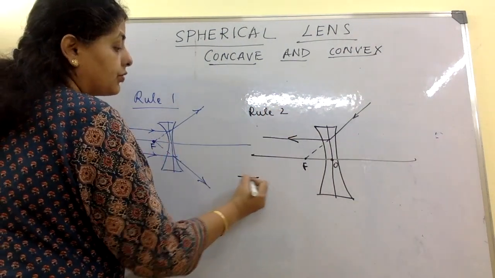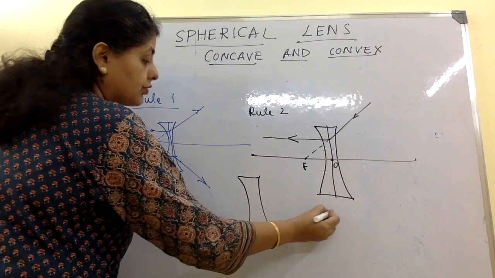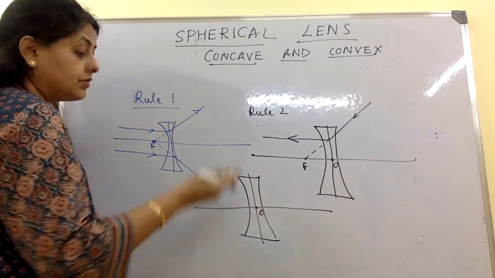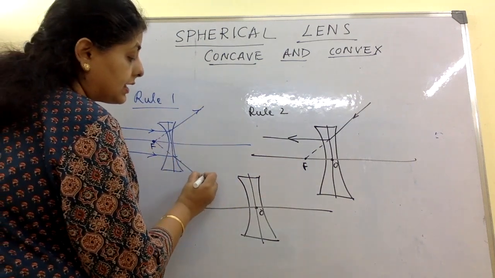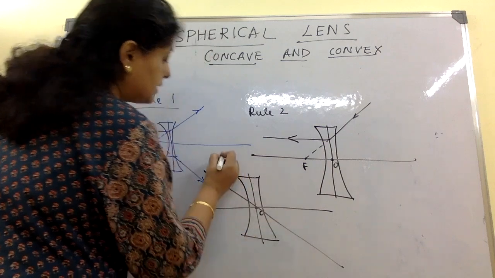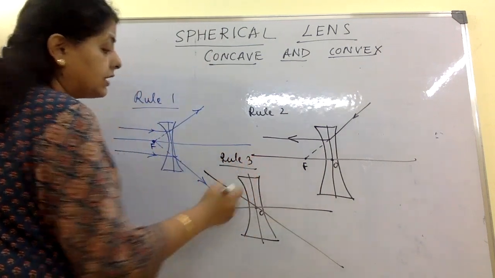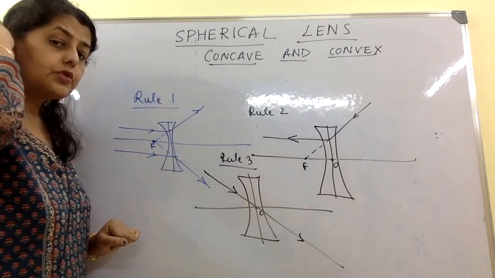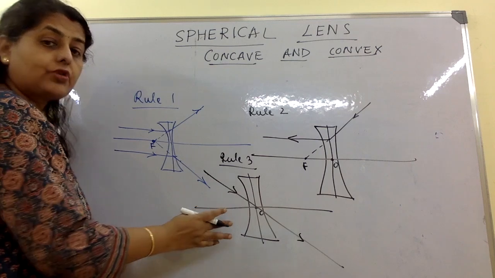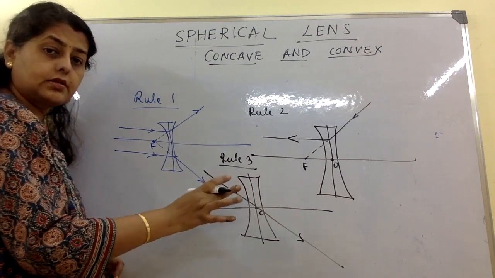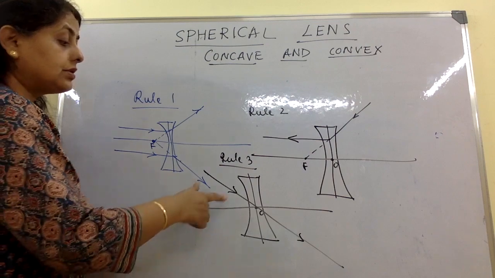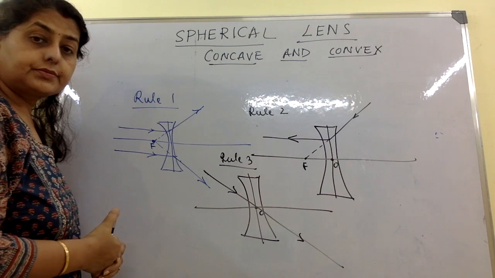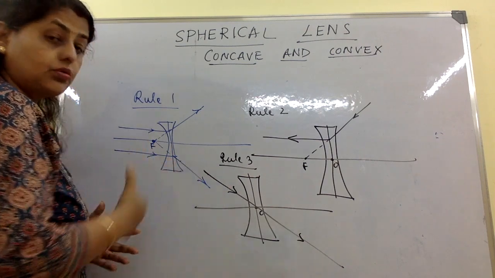Okay, let's come to rule 3, which is quite similar to that of the convex lens. This is rule 3. A ray directed at the optical center passes straight through it without any deviation. I have talked about it in convex lenses. So it passes straight through the optical center. So this is my third diagram. This is my third rule for concave lens.